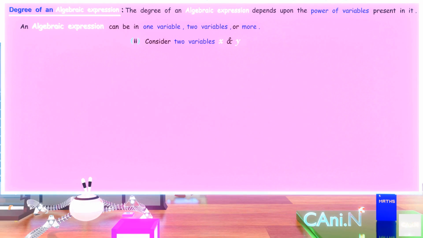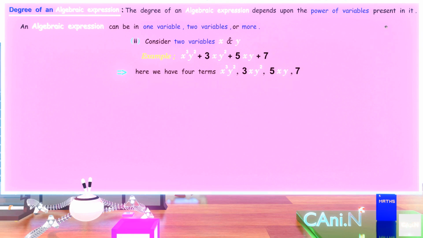Consider two variables, x and y. Example: x cubed y squared plus 3x y squared plus 5x y plus 7. Here we have four terms, x cubed y squared, 3x y squared, 5x y, and 7. Term x cubed y squared.